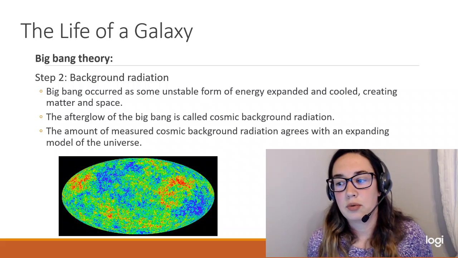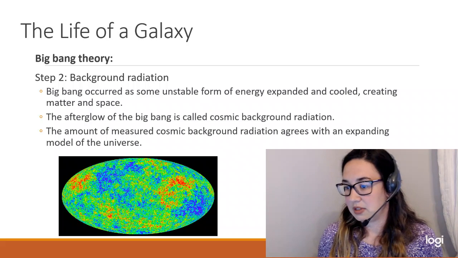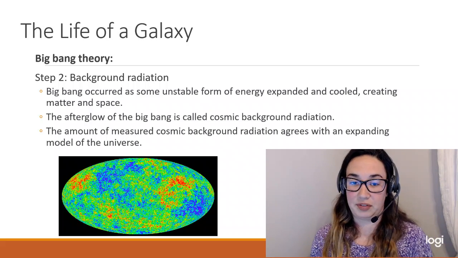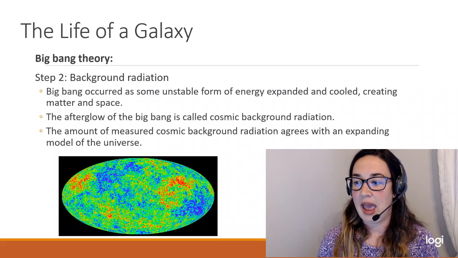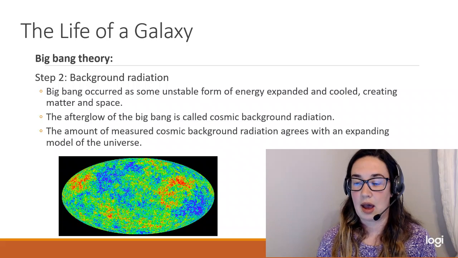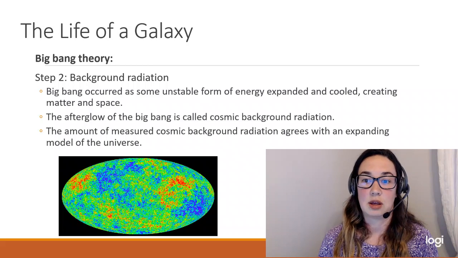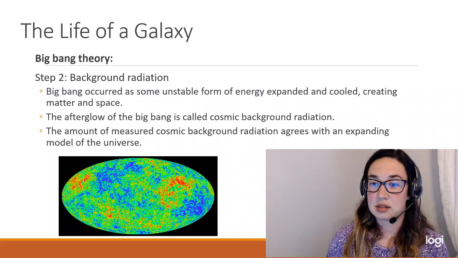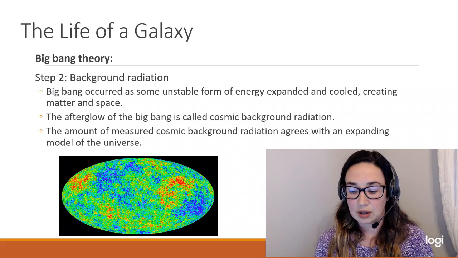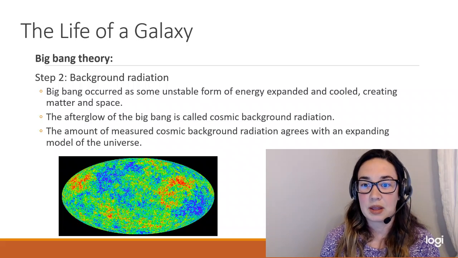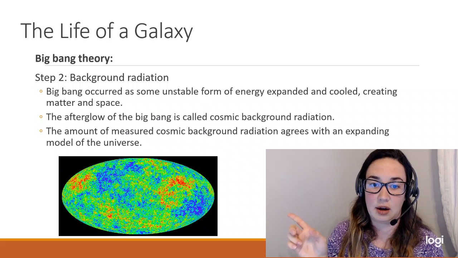So step 2 for the Big Bang Theory here is our background radiation, or our second proof of theory here. So when the Big Bang occurred, it occurred as an unstable form of energy. So obviously it started as energy. This energy itself is expanding and cooling, thus creating matter and space. And then the afterglow of what happened in the Big Bang is called our cosmic background radiation, which you can see an image of here.